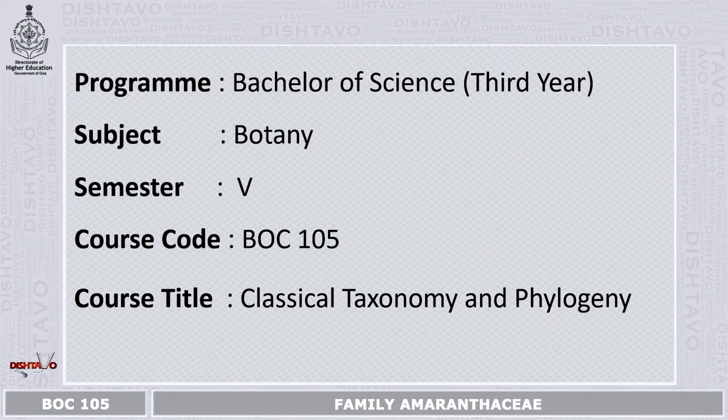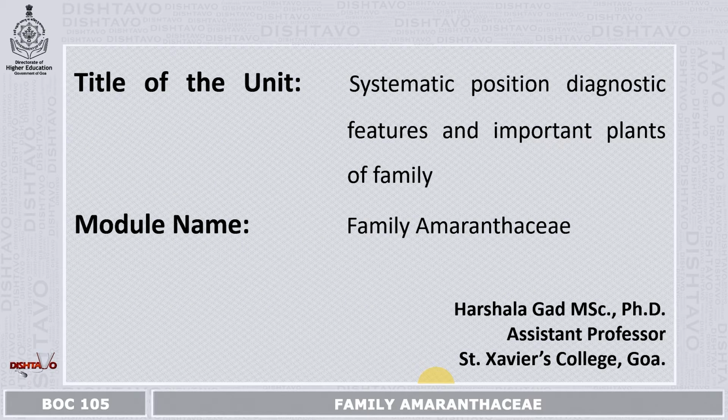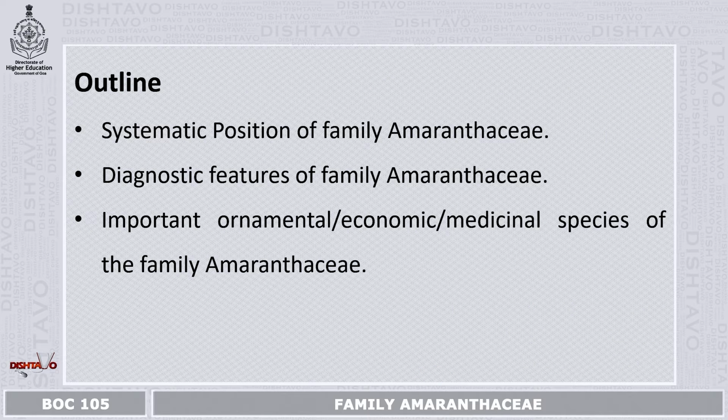Course code POC 105, course title Classical Taxonomy and Phylogeny. Title of the unit: Systematic Position, Diagnostic Features, and Important Plants of Family. Module name: Family Amaranthaceae. Coming to the outline of this module, it provides the systematic position of family Amaranthaceae, diagnostic features of family Amaranthaceae, and important ornamental, economic, and medicinal species of the family Amaranthaceae.